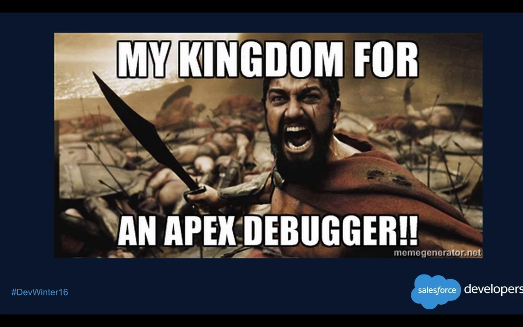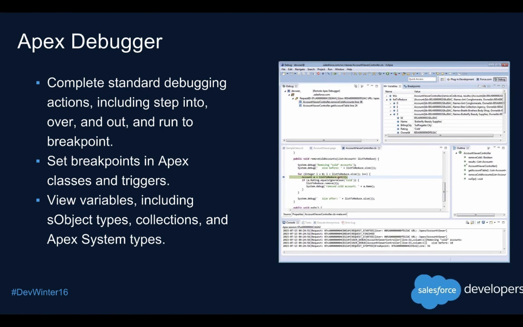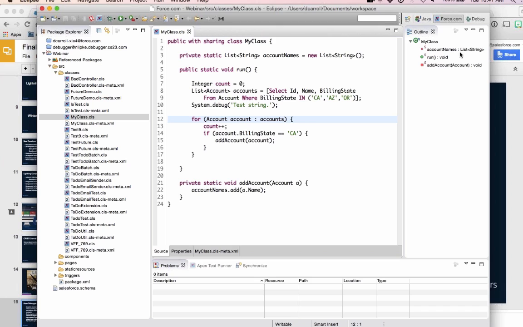And so for Winter 16, we have an Apex Debugger plugin for the Eclipse IDE. So it provides standard debugging actions like step into and step over. We get to set breakpoints. This is for any Apex classes and triggers, your Visualforce controllers, your Lightning controllers on the server side. You can view variables, including all the sObjects and collections, and so on. So let me go ahead and demo this for you.